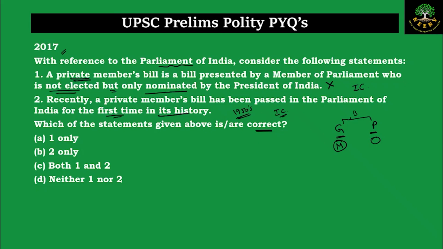Which of the following statements are correct? Both the statements are incorrect. So the answer will be D. Neither 1 nor 2. Now let us look at the in-depth explanation.